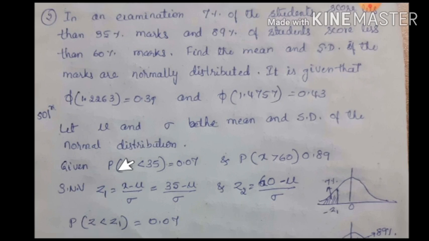What are the given conditions? Probability of x less than 35. How many students have scored in the examination is 7%, that is 0.07. And the number of students who score less than 60.